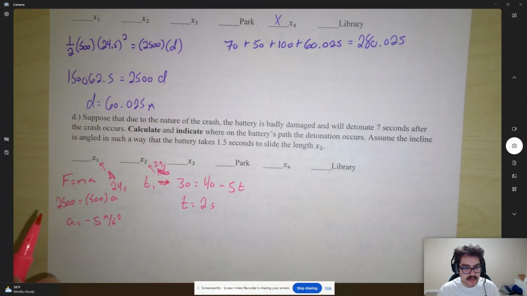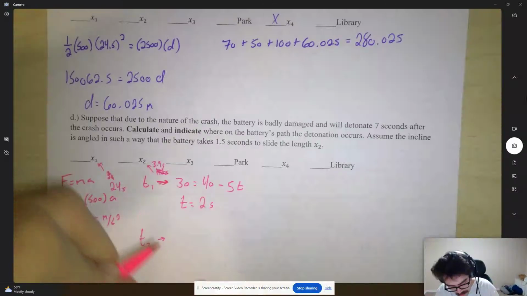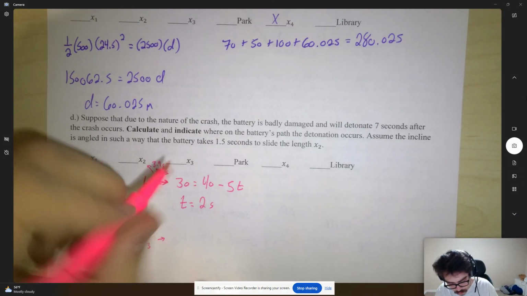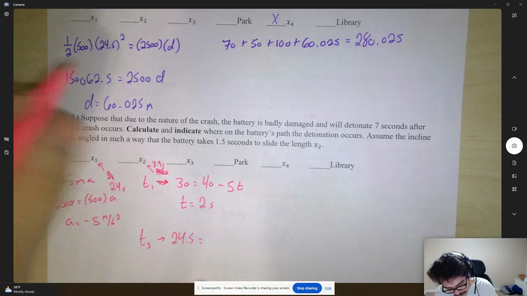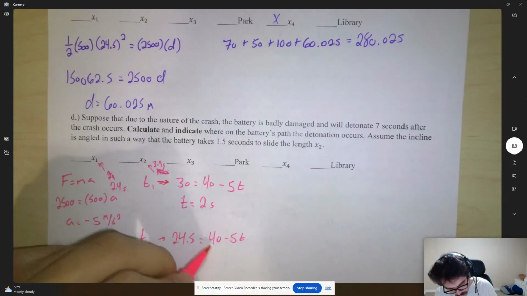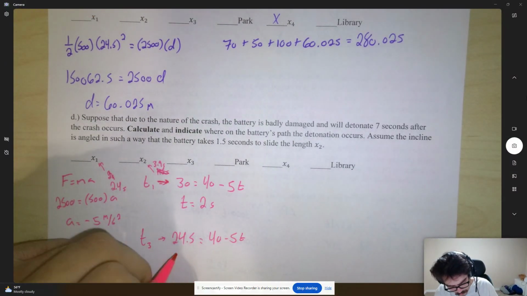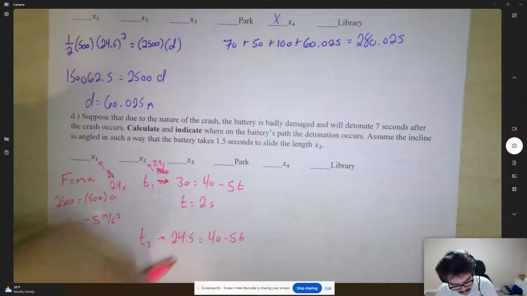I know the speed as it passes the park, right? So T3 is going to be based on the speed when it passes the park, which is 24.5. That's going to be my final speed, with initial speed 40 minus 5 times t. If I subtract 40 on both sides, 24.5 minus 40 gives me negative 15.5.